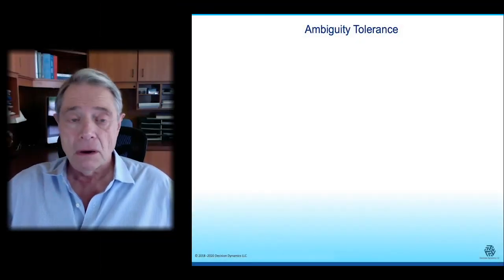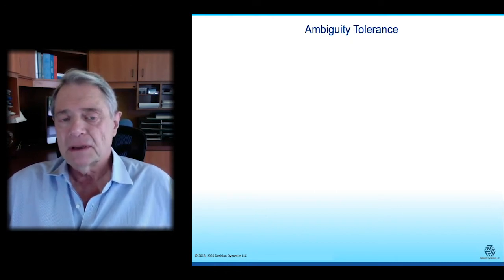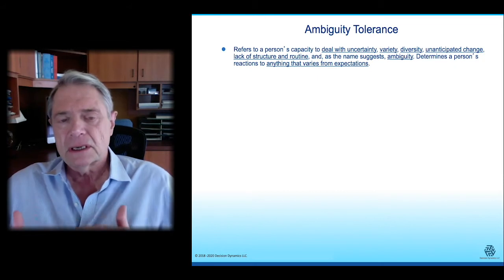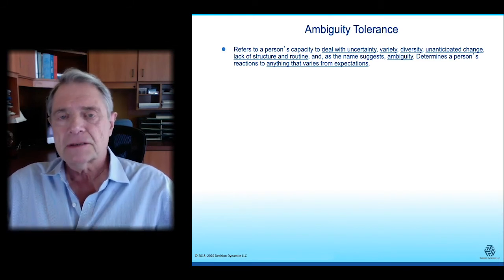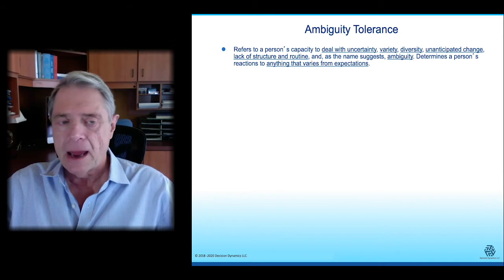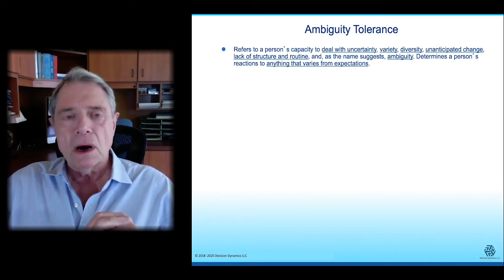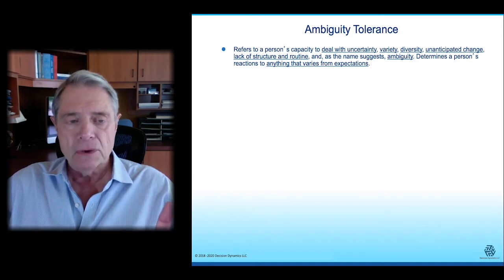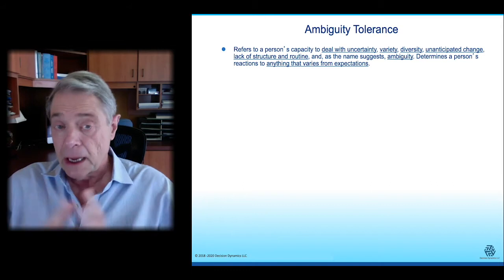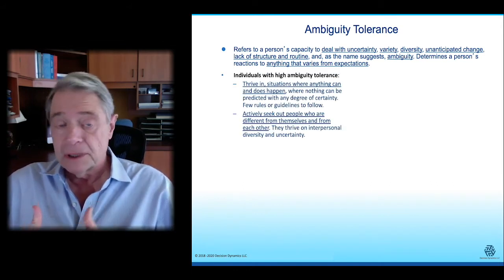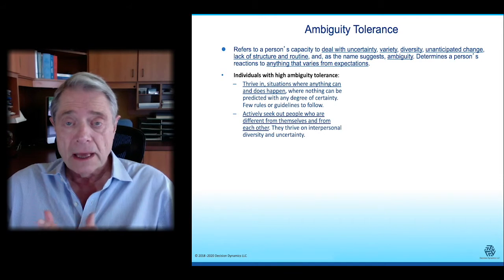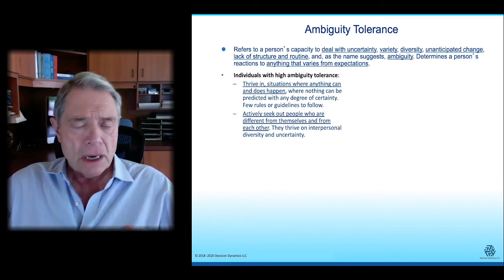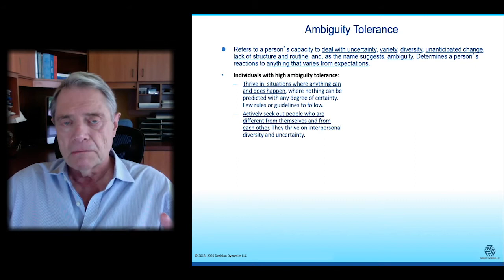Ambiguity tolerance, as you may recall, is simply a person's capacity to feel comfortable with dealing with uncertainty, variety, diversity, circumstances that may vary from expectations, where things aren't clear, anything can happen. So people who are particularly high on ambiguity tolerance tend to thrive in situations where anything can and does happen, where nothing can be predicted with any kind of accuracy, and there aren't any rules and guidelines that you can follow with any kind of certainty. Things are uncertain.